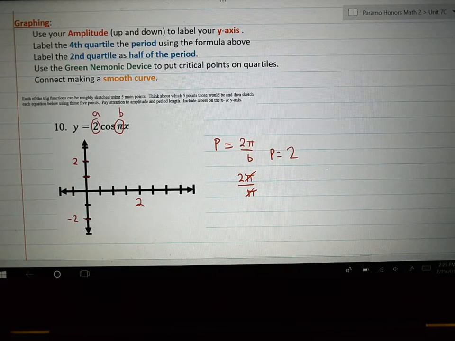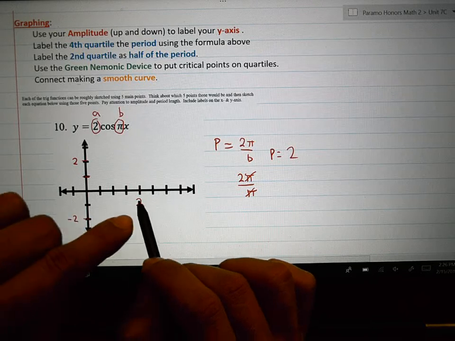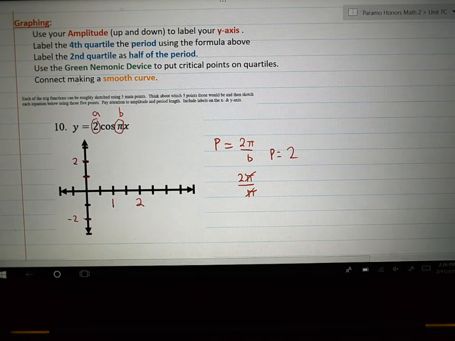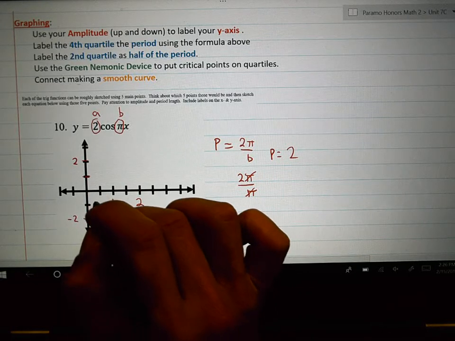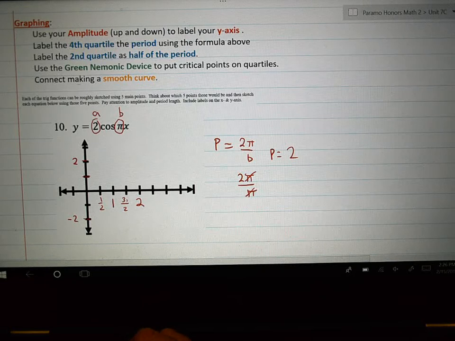For right now, that's 2 radians, so that's about 114 degrees roughly, right? 57 degrees for every radian roughly. I want you to always label your 4th quartile, and I always want you to label your 2nd quartile. If this is 2 radians, then halfway would be how many radians? You always figure out what half of it is. If it doesn't go in evenly, just write it over 2, something like 3 over 2 or whatever it may be. You could figure out the other quartiles if you want to. Do you have to? No. It is up to you. So I have 1 over 2, 1, 3 over 2, and 2. That should all kind of make sense to you.